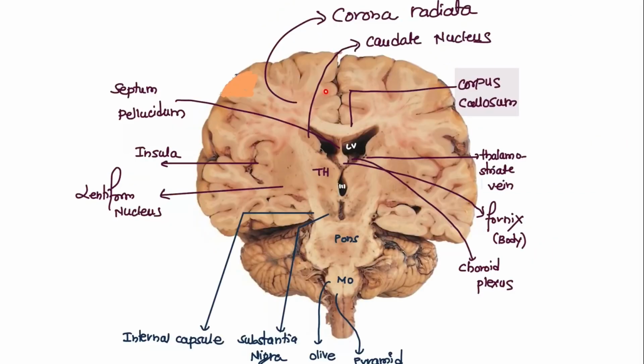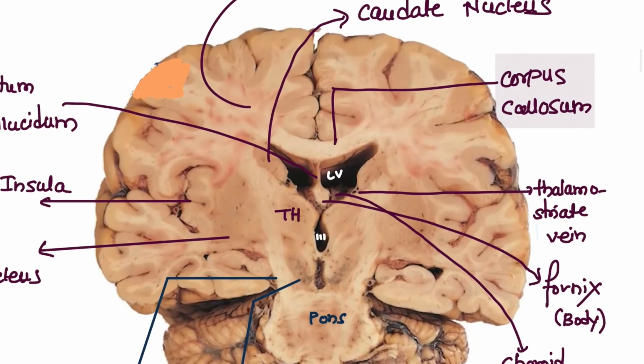So now look over here. Here we have the coronal section of the brain, and here we have the corona radiata. It appears as radiating fibers that spread out from the internal capsule. So here we have the internal capsule, right? This is on the left and this is on the right side. This is the corpus callosum. The corpus callosum appears as a thick band located at the midline of the brain that connects the left and right cerebral hemispheres.